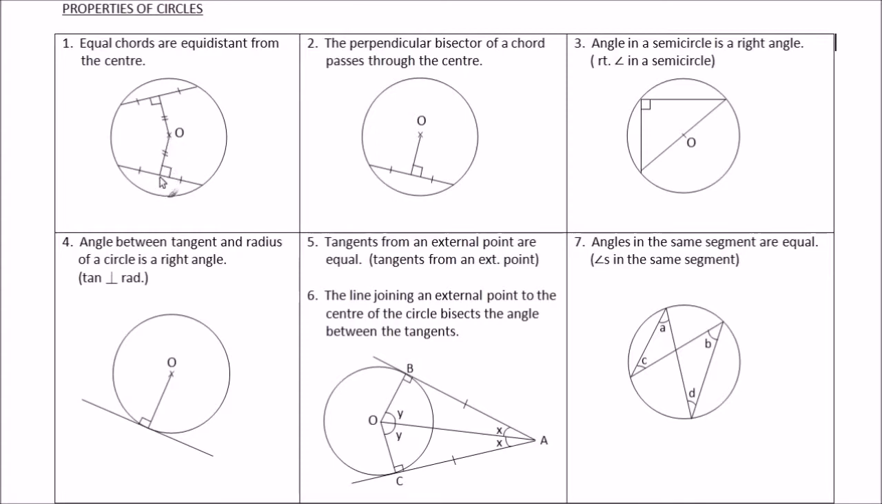This line, the perpendicular distance, also divides the chord into half, so that this side of the chord is equal to this side. Which brings us to the second property. The perpendicular bisector of a chord passes through the center. So, if this line is perpendicular to the chord and it bisects the chord, it must pass through the center of the circle.